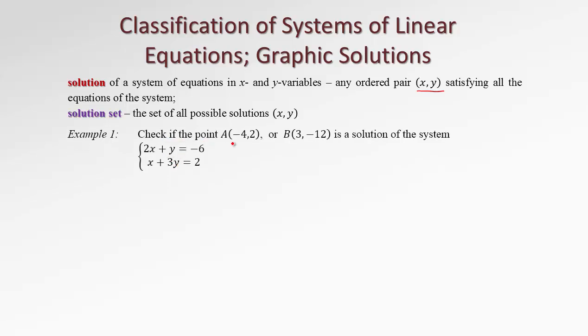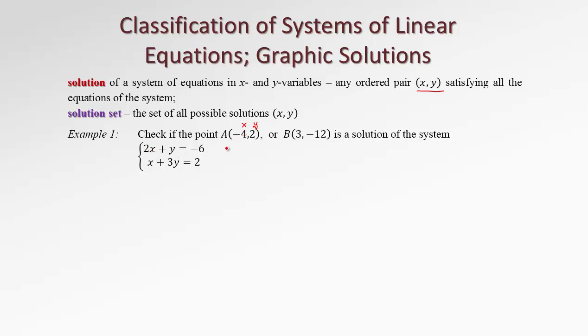First, we need to be able to check if a point given by an ordered pair of numbers is a solution to the system or not. For example, is the point A with coordinates -4, 2 a solution to this system? If it is, it's supposed to satisfy both equations. So what does it mean, satisfy? It means if we plug in the values for x and y to each of those equations, the equation is supposed to be true. Let's see.